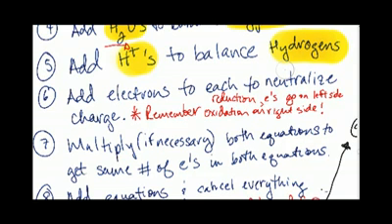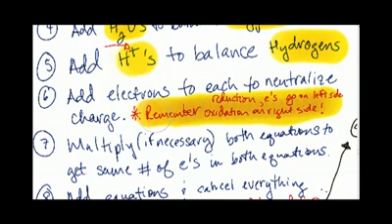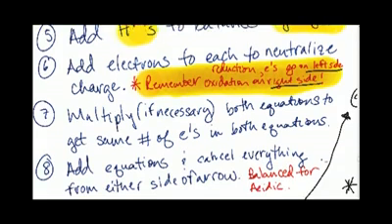The crucial point that a lot of people forget is to add them to the correct side. Whenever you have an oxidation, you're going to add the electrons to the right side of your half reaction. And if it's reduction, the electrons go on the left side of the half reaction. You'll see all this in the example video.